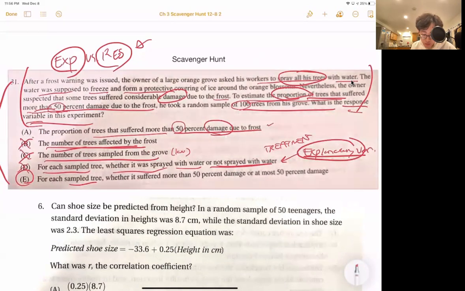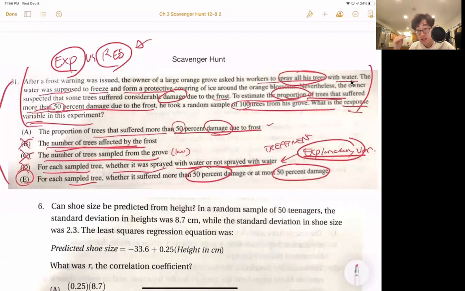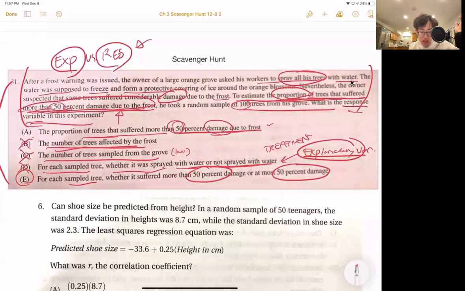For each sample tree, you have two options, whether it's going to suffer more than 50% or it's going to suffer less than 50% or at the maximum 50%. Those are your only two options that the trees can result in. The proportion of trees that suffered more than 50% damage due to the frost, you're only considering if it's above 50%. Yes, this is what you want to measure to estimate the proportion of trees that suffered more than 50% damage due to the frost. They literally say that specifically, but that is just the measurement of the test. That's what you're trying to measure.